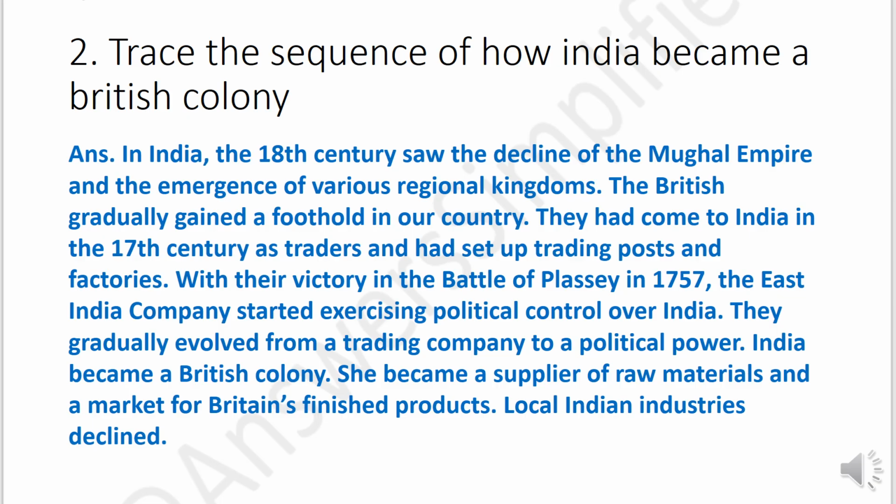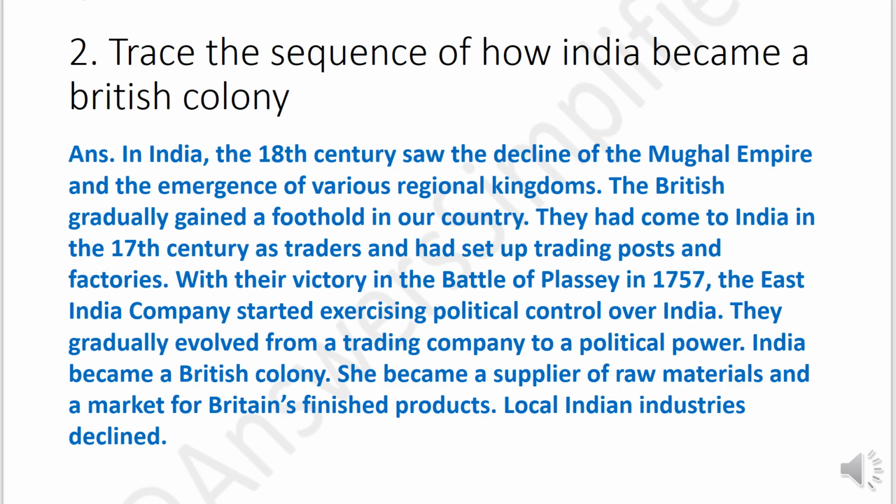Question 2. Trace the sequence of how India became a British colony. Answer. In India, the 18th century saw the decline of the Mughal Empire and the emergence of various regional kingdoms. The British gradually gained a foothold in our country. They had come to India in the 17th century as traders and had set up trading posts and factories.